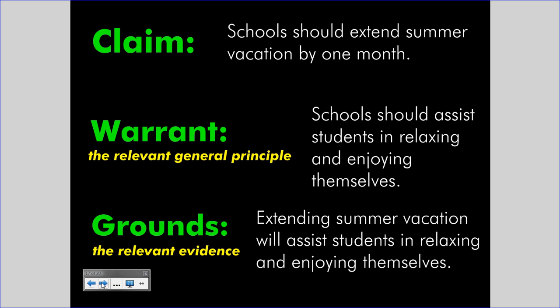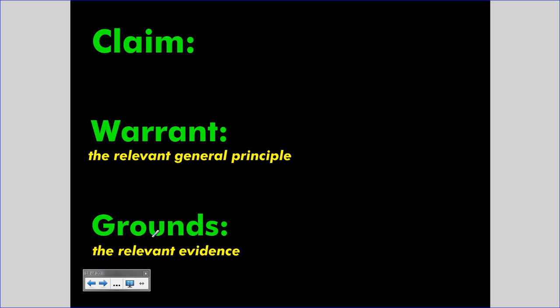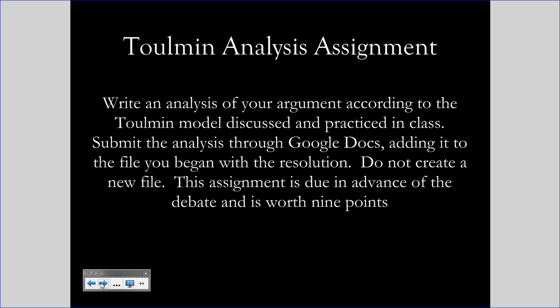Students often have problems because they depart from the formula that I've just given. They try to add different terms, they try to do something differently. Don't think about it. Just follow the formula. Follow everything that's been written on the worksheet that you have right there, because you must fill in these blanks yourself. Your assignment is to write an analysis of your argument according to the Toulmin model discussed and practiced here.